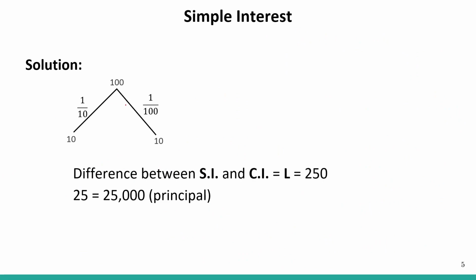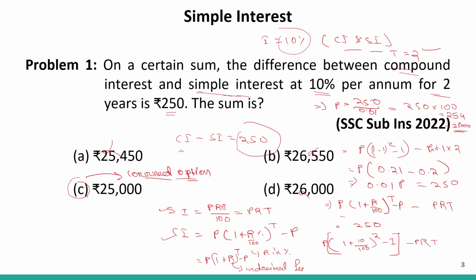Here you can see that the difference between SI and CI is equal to 250, via the previously discussed shortcut method. But I prefer to go for the formal solution method, because in this there will be no confusion. For shorter tricks, there are different ones for different scenarios of questions, so it is better to stick with the formal solutions. So this is the formal solution.